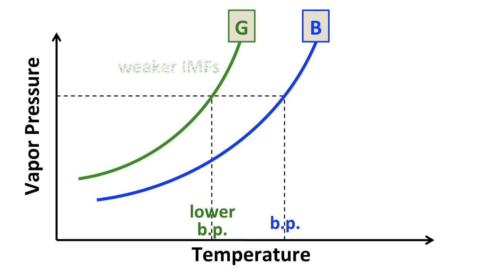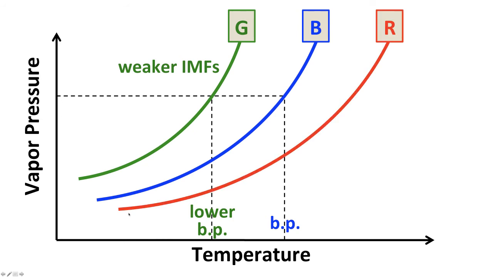And that lower boiling temperature corresponds to substance G having weaker intermolecular forces. So there's weaker attractions between the molecules. They're easier to overcome. And so at a given temperature, we can have the substance boil more easily at a lower temperature in comparison to substance B.